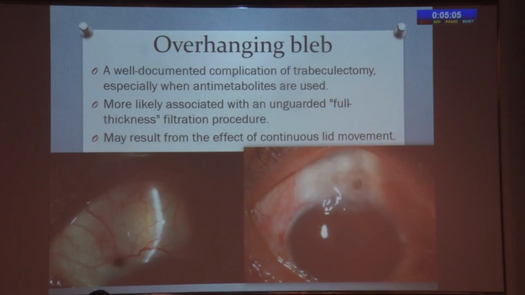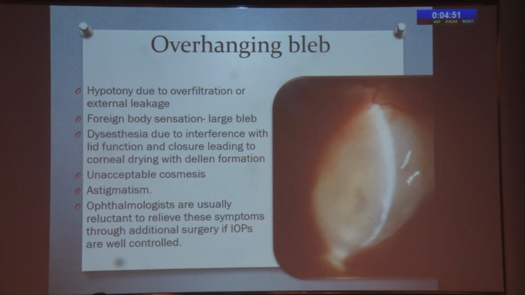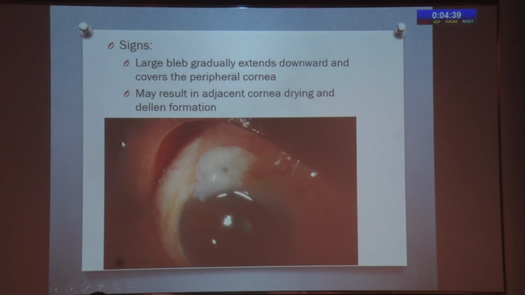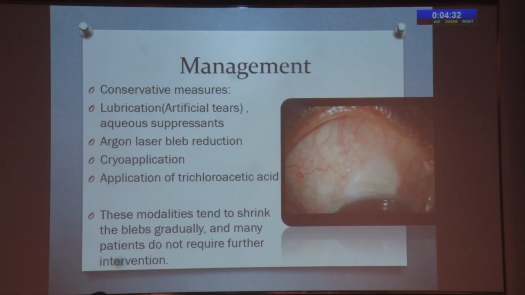Now overhanging bleb is another form of overfiltering bleb. It is a well documented complication, and it is more seen with the effect of continuous lid movement. Now hypotony, because of this overfiltration and external leakage, can be a serious complication, gives you foreign body sensation, dysesthesia, Dellen formation in that part of the cornea, and cosmetically also it is not acceptable. So when you have this kind of patient, you have to manage.